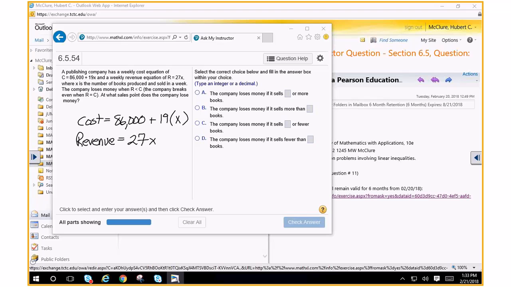The company loses money when R is less than C. Well, think about this. If it costs you $15 to bake a cake, and you sell it for $16, you made $1 what? Profit, because $15 is the cost. The revenue is $16. Now put that in your brain, because that's all they're asking you right here. The company loses money when what?